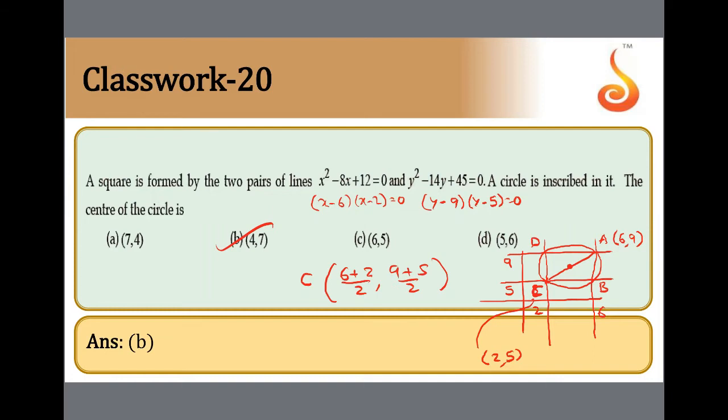Square is inscribed in the circle. Diagram is very simple. This is x equal to 2, this is x equal to 6, this is y equal to 5, this is y equal to 9. This point will be 2, 5, this will be 6, 5, this will be 6, 9, this will be 2, 9. So the point of intersection of diagonals will be the center of the circle. Inscribed means inside.